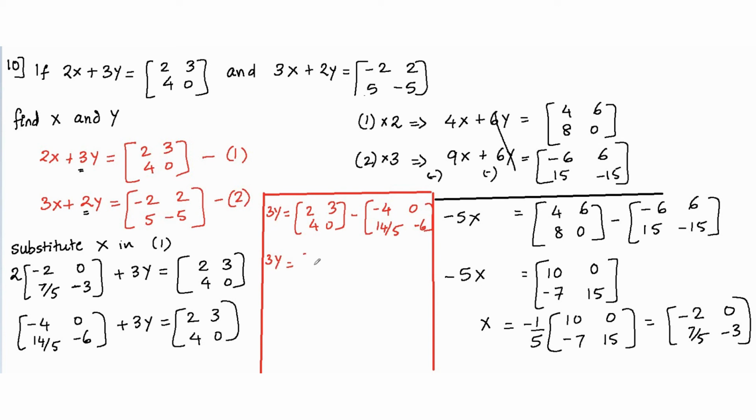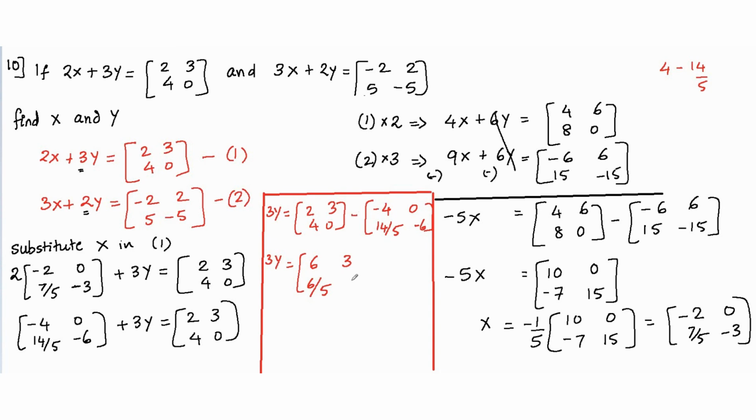So 3y is equal to, let us subtract now. 2 minus of minus 4 is 2 plus 4, which is 6. 3 minus 0 is 3. 4 minus 14 by 5. So if you actually evaluate 4 minus 14 by 5, you will have to take the LCM. That's going to be 20 minus 14 is 6 by 5. So this is 6 by 5.